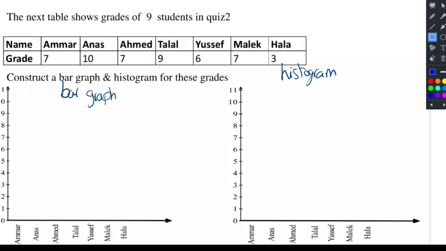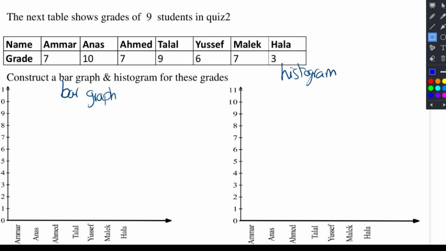The bar graph takes spaces between bars. Like, we put the names in the horizontal line and put the grades. We have the least value is 3, so we begin with 0. And the biggest one is 10. So we have 10 and 11. It's okay.